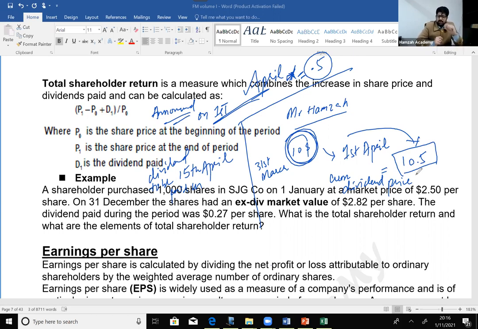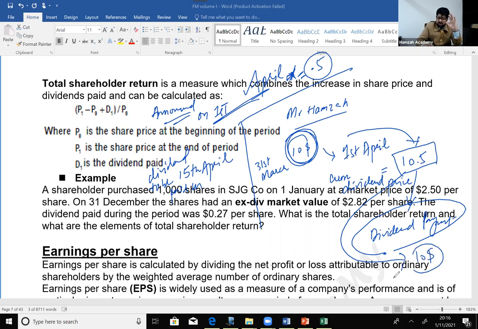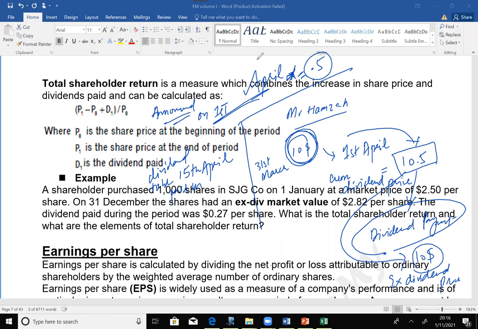After some time, what will happen? The company will pay the dividend. Dividend paid. The price will again fall to $10. This is called X dividend price. This is called X dividend, which is without dividend. Is it clear? Tell me.